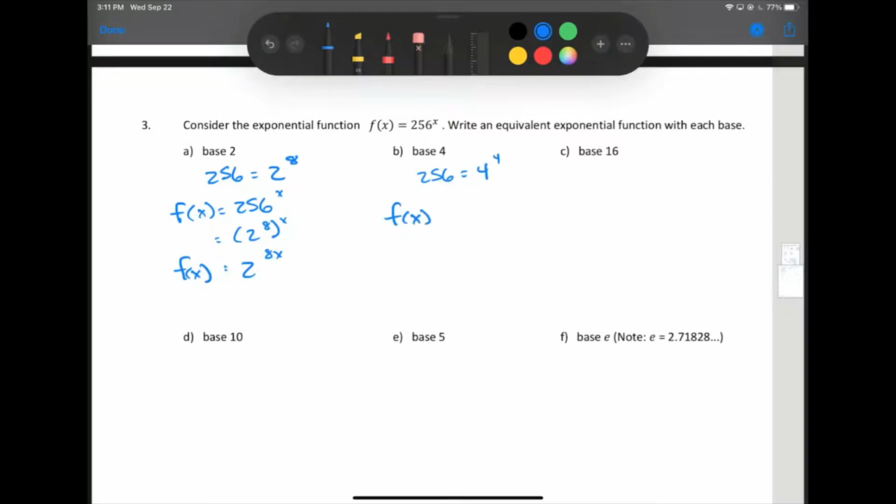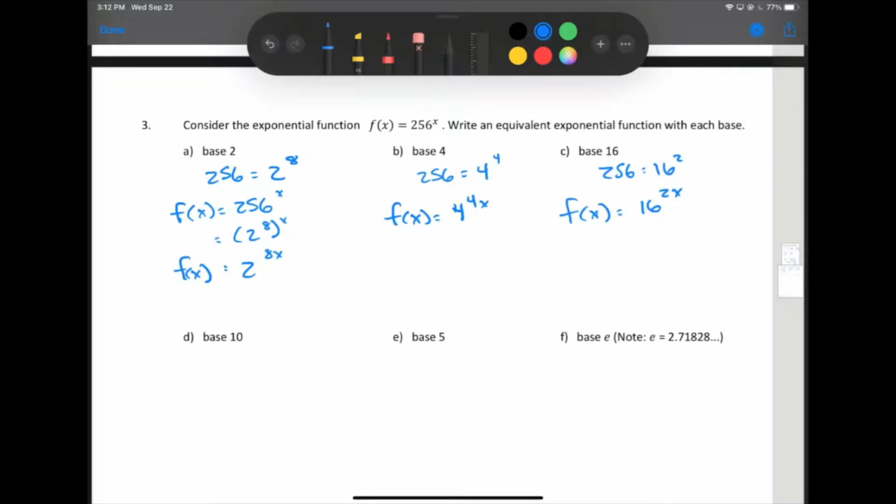So now I can write f of x equals 4 to the exponent 4x. And finally, 256 is the same thing as 16 squared. So I can write f of x as 16 to the 2x. And graphing all of those functions in Desmos, or graphing them by hand for that matter, you'll see that all 4 of the functions, the original one and the ones with bases of 2, 4, and 16, all yield the exact same graphs. They're just different bases and different exponents.